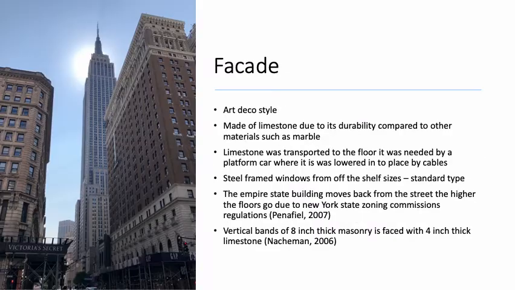The facade is in Art Deco style and is made of limestone due to its durability compared to other materials such as marble, which has been used on other buildings in New York such as St. Patrick's Cathedral, which requires regular maintenance, and therefore limestone was chosen. As you can see, the building gradually goes back away from the street as it rises. This was not a design element, this was actually due to the New York State Zoning Commission regulations.